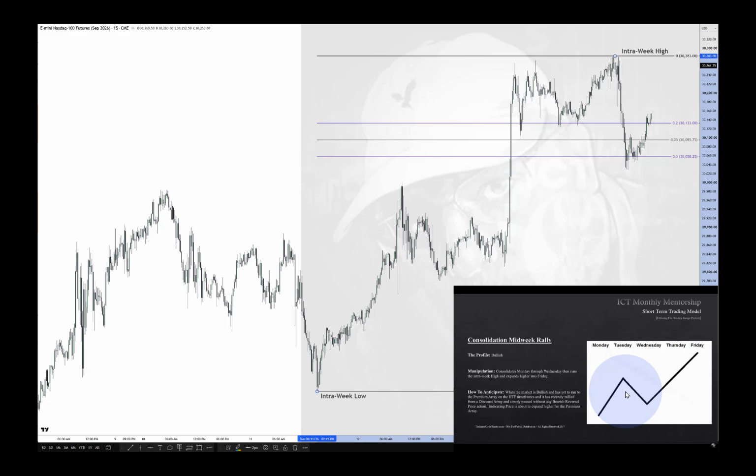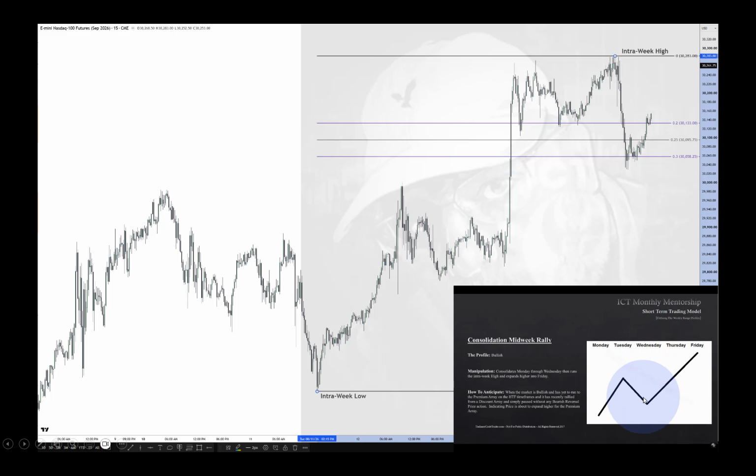Okay? Tell me where's this in Wyckoff? Where's this in order flow? Where's this in anything else? The market's going to start here, rally up, create an important low on Wednesday, and then what happens? What happens? It rallies into the close of the week.